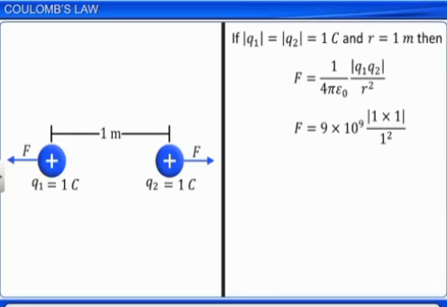Using Coulomb's law, a unit charge can be defined as one that experiences an electrostatic force of 9 into 10 power 9 Newton when placed at a distance of 1 meter from another unit charge in free space.